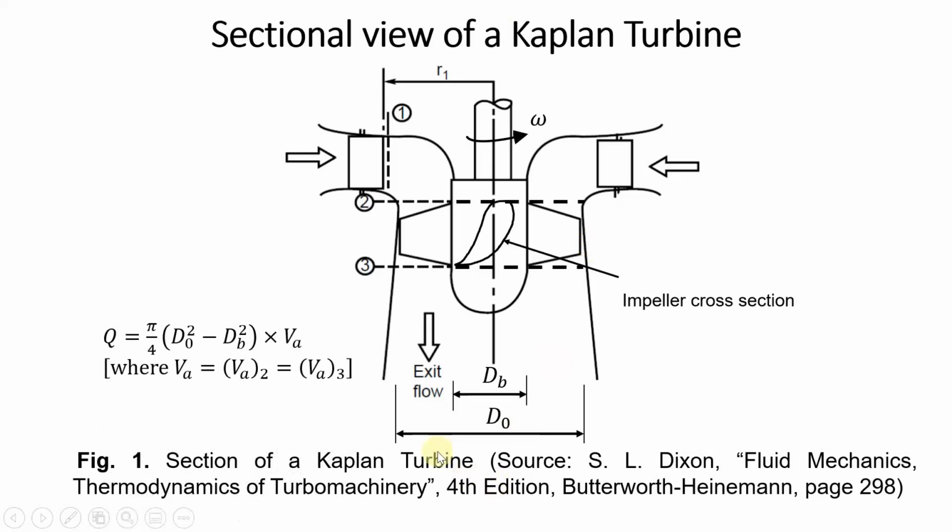If D0 and dB are the outer diameter and the boss diameter or the hub diameter of the rotor, then the flow rate is equal to the axial velocity of flow multiplied by the area of the annulus, that is given by pi by 4 into D0 square minus dB square. For a fixed flow rate, the axial velocity of flow remains constant in a Kaplan turbine. This is a very important point to remember.